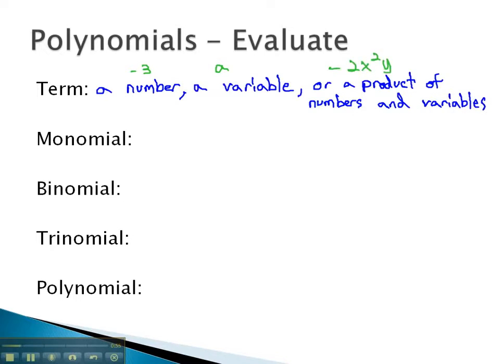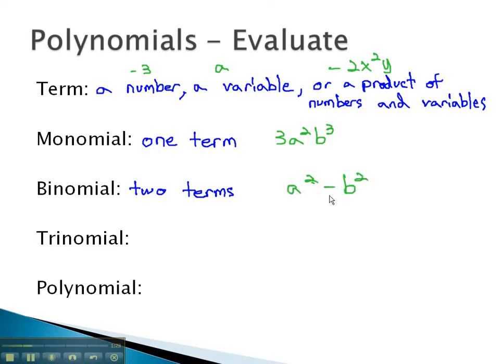Based on the number of terms in an expression, we can name the polynomials. A monomial, the prefix mono, means one term. For example, 3a squared b cubed is a monomial. Binomial, prefix bi meaning two, has two terms. An example of a binomial would be something like a squared minus b squared. Notice the two terms are separated by a subtraction.